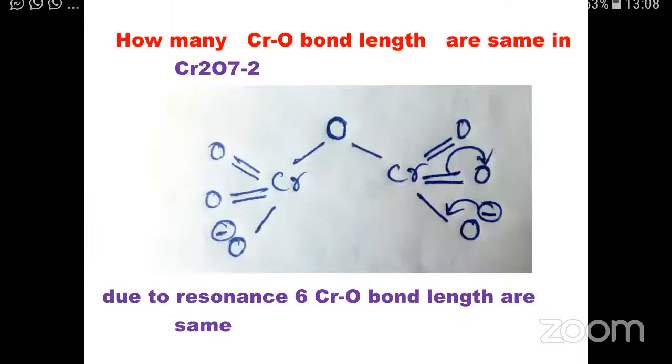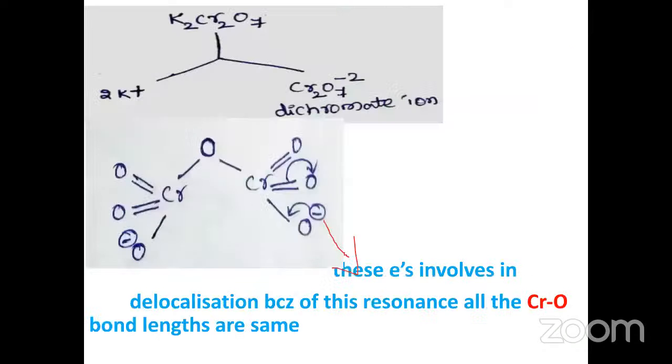Related to this dichromate structure, how many Cr-O bonds are the same in the dichromate ion? This is a previously asked, most important question for competitive purposes. Due to resonance, 6 Cr-O bond lengths are the same in the dichromate ion.